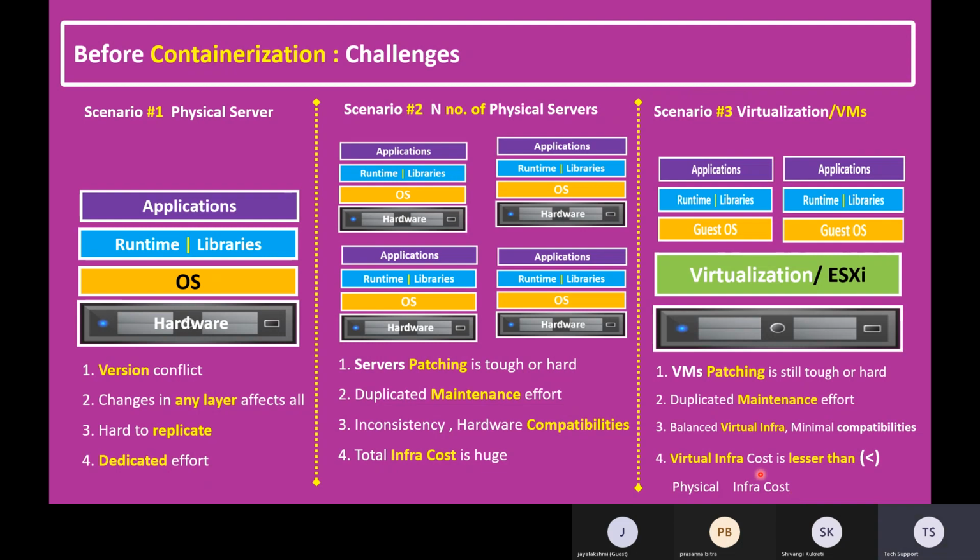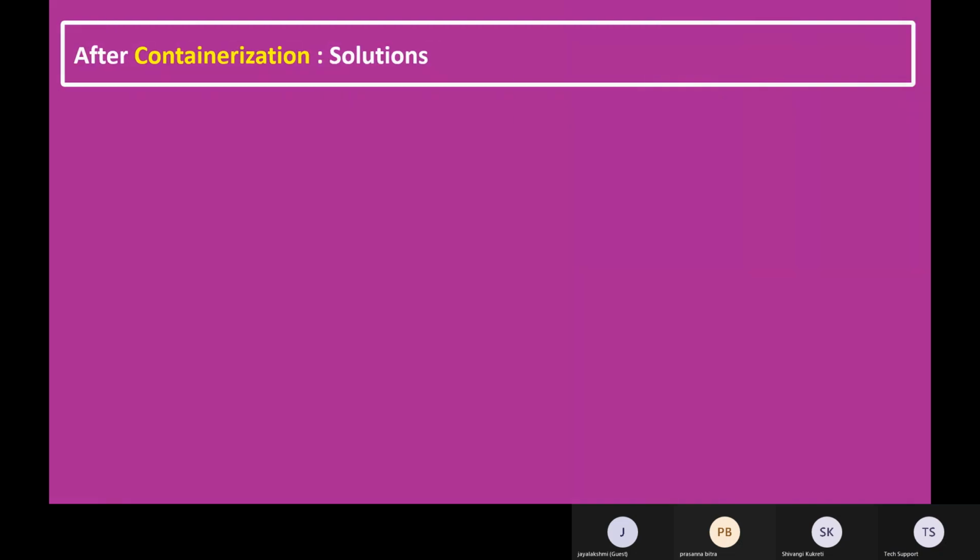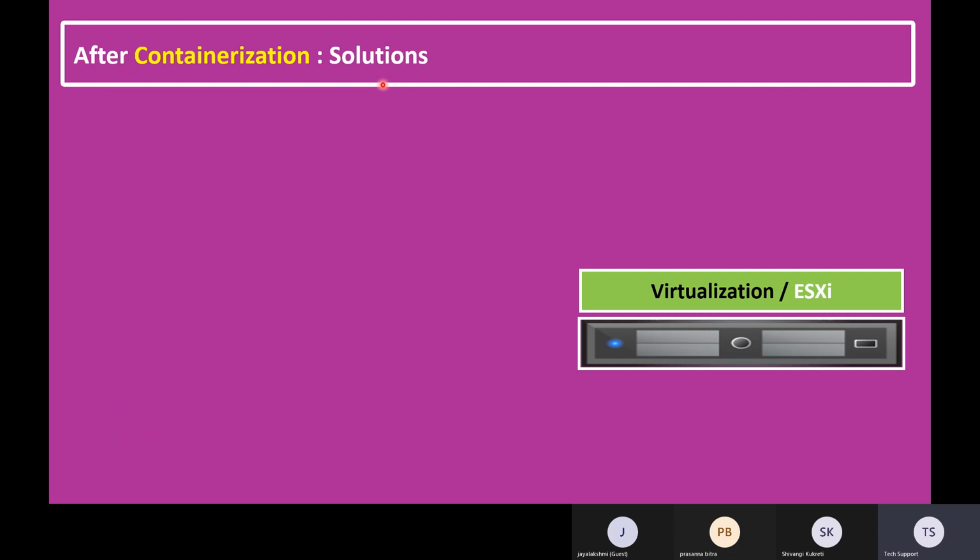And now we are going to discuss how we address these challenges from an application perspective. So that is the after-containerization solution. After containerization, the main solutions are like this: we still need one hardware.